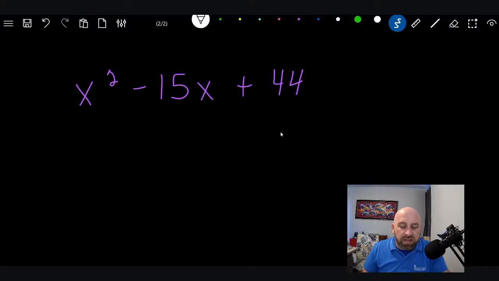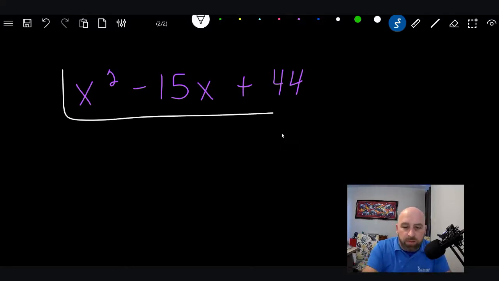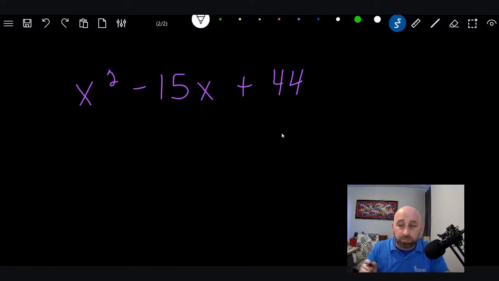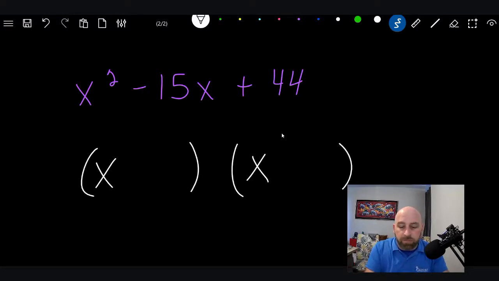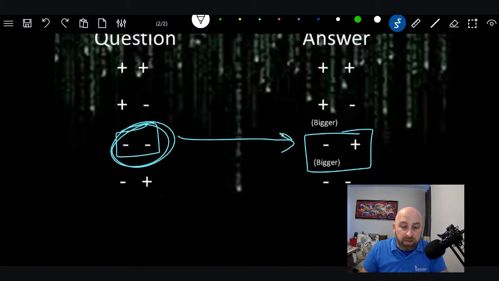Let's try this one. x squared plus 15x plus 44. Let's see what we get when we do this one. So what I told you was let's go ahead and write down our x and our x. We're going to put our parentheses on here. And now we can look at our signs. Let's try to figure out our signs. So we have a negative, positive. Come down to the sign matrix.